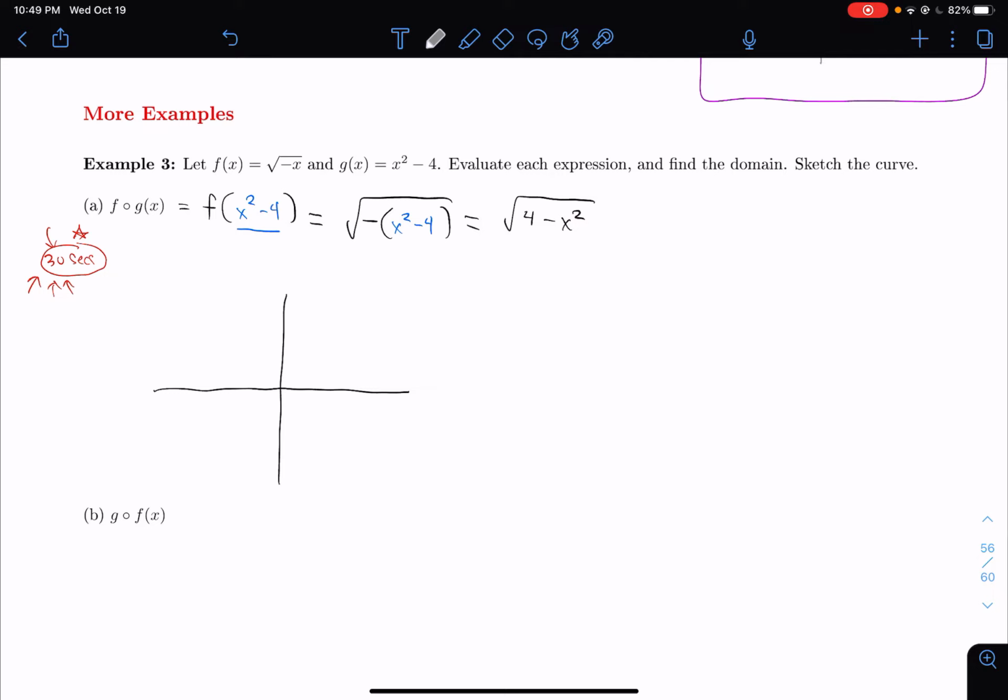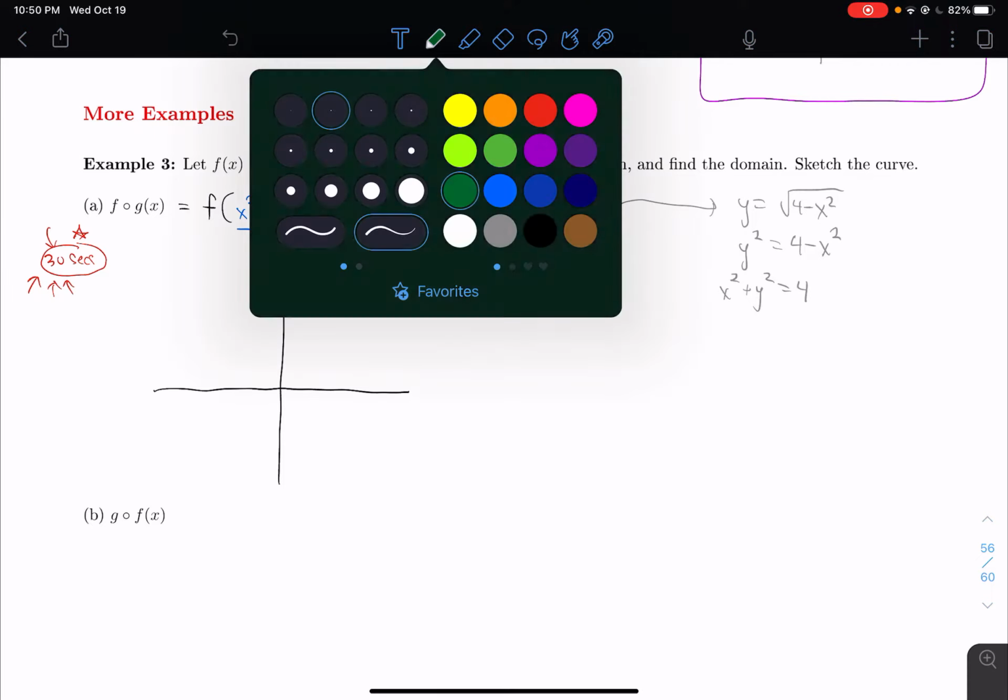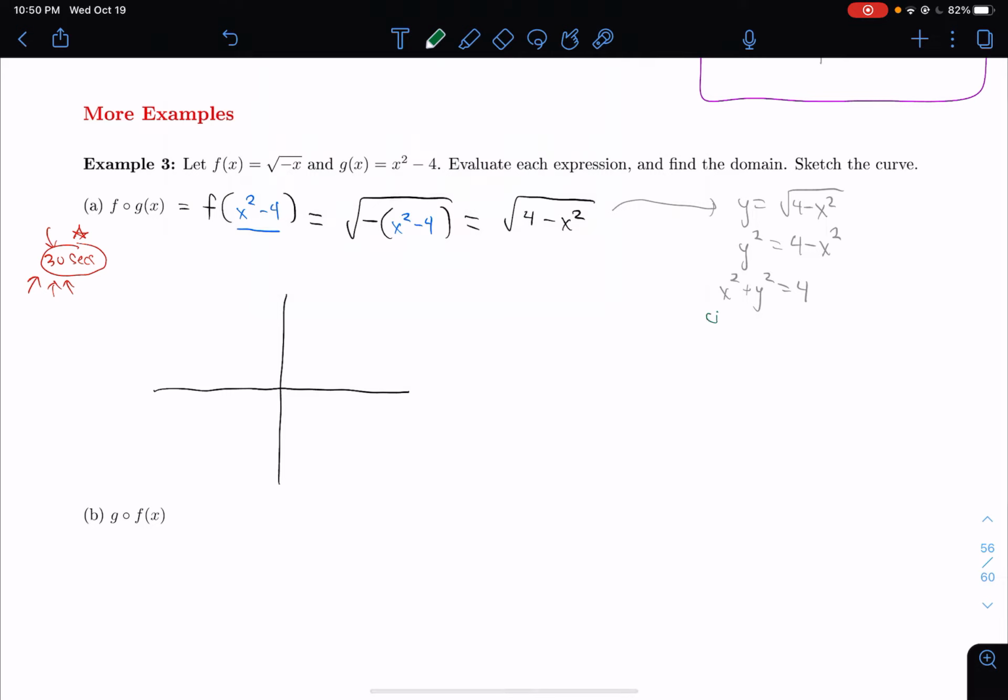Okay, so if we weren't sure, what we could say is, well, let's let y be equal to this thing, square root of 4 minus x squared. And then I'll get rid of the square root. So squaring, I get y squared equals 4 minus x squared. And if I move x squared over, we get x squared plus y squared equals 4. And now hopefully we see, well, this looks like the equation of a circle. This is a circle. And this 4, well, this represents the radius squared. Okay, so we've actually seen this basic graph before in class.